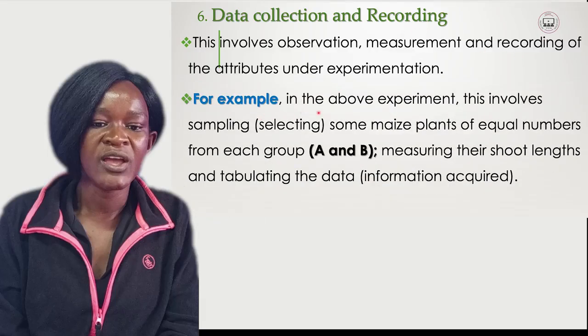So, for example, in the experiment we are giving as an example, this will involve sampling some maize plants from the test group, which is A, as well as the control group, which is B. So we are going to measure their shoot length and also tabulate the data, writing the information. So that's the data collection and recording.